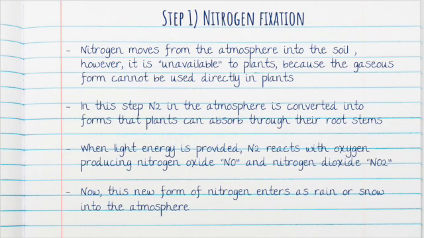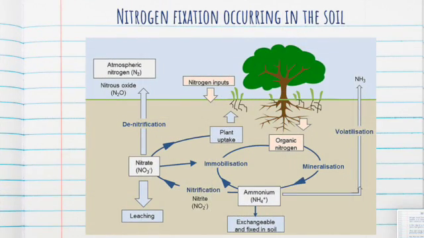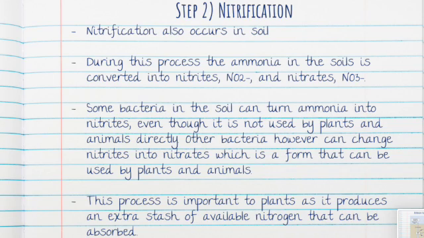Now, this new form of nitrogen enters the soil as rain or snow. In this image, it is an example of nitrogen fixation and how it occurs in the soil. Step 2 is nitrification. Nitrification also occurs in the soil. During this process, the ammonia in the soil is converted into nitrites, NO2 negative, and nitrates, NO3 negative.